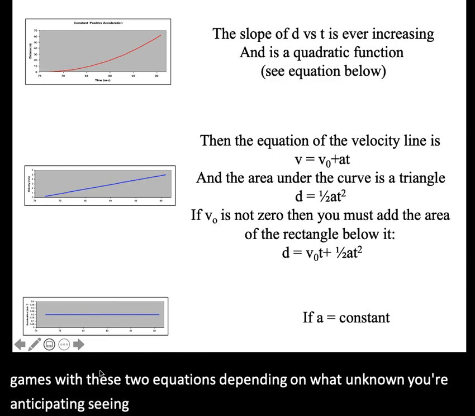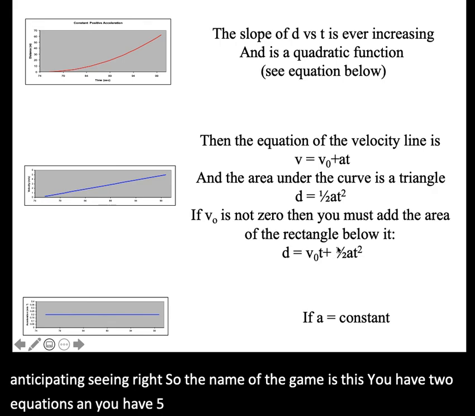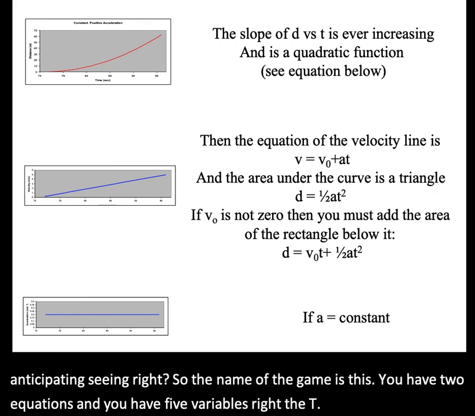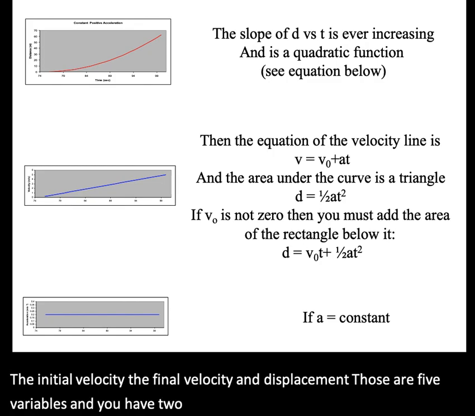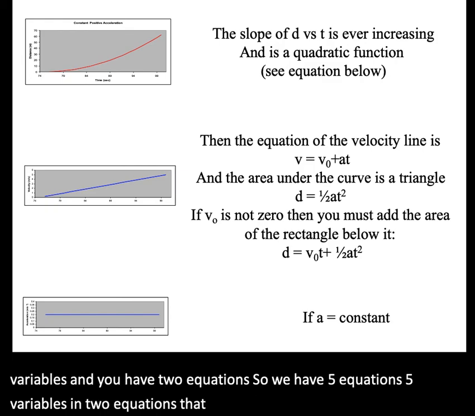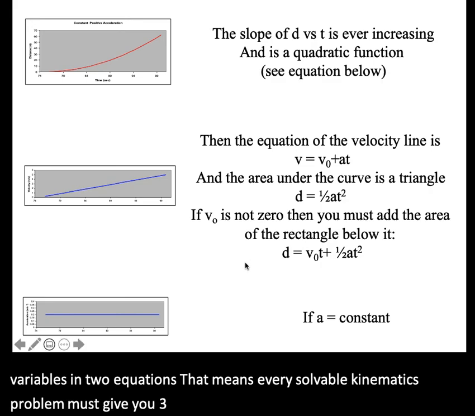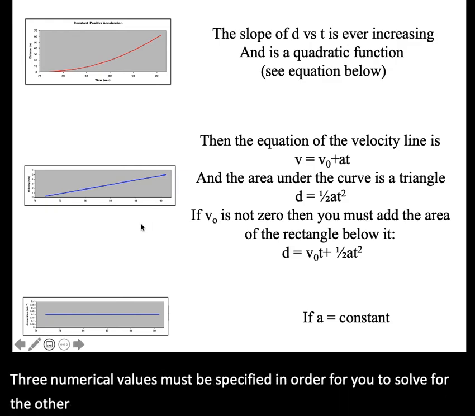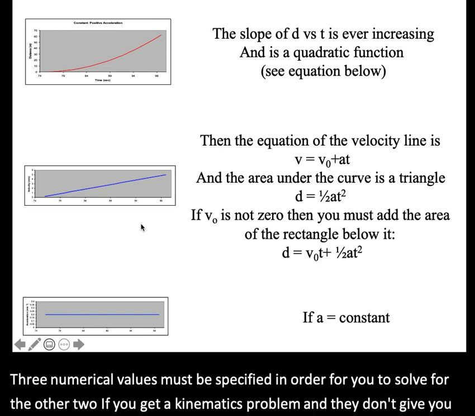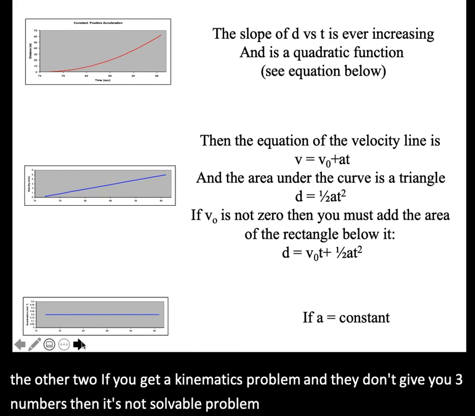So the name of the game is this. You have two equations and you have 5 variables, right? The a, the t, the initial velocity, the final velocity, and the displacement. Those are your 5 variables. And you have 2 equations. So if you have 5 variables and 2 equations, that means every solvable kinematics problem must give you 3 numbers, right? 3 pieces of information, 3 numerical values must be specified in order for you to solve for the other 2. If you get a kinematics problem and they don't give you 3 numbers, then it's not a solvable problem, or you need to reread the problem. Maybe you missed something.